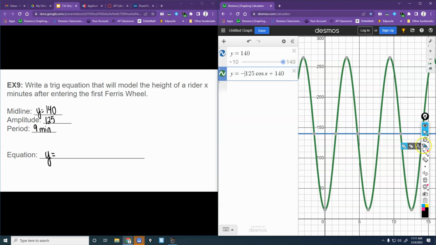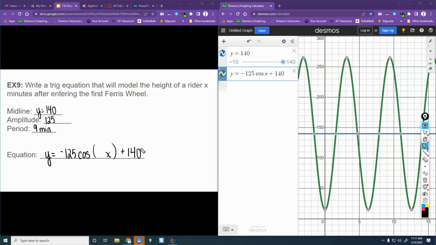So we're going to do negative 125 as our amplitude. We got cosine. I'm going to put x right here. I'm going to leave a little space because I need something else to go there. And then plus 140. So this gets us almost there. And you're probably going to be like, this is going to be a multiple choice situation, and you'll be able to rule out a couple answers because of the midline or the amplitude not being correct. So the period is what makes it most difficult to find.